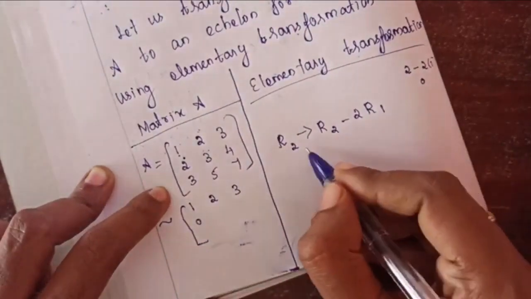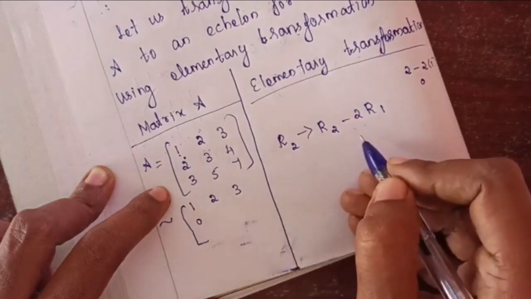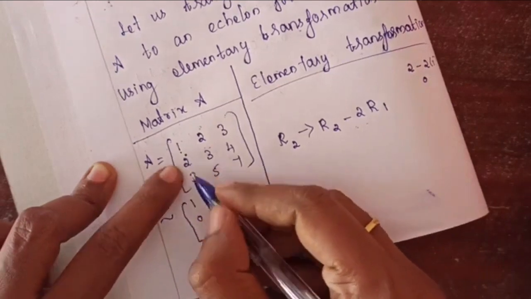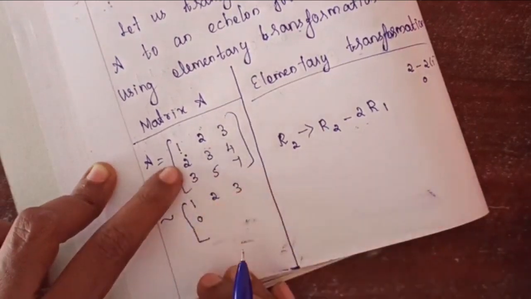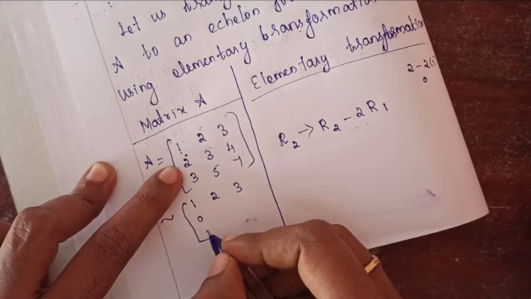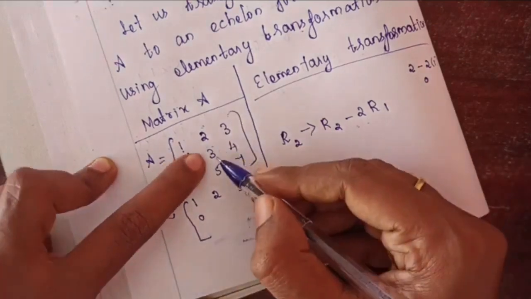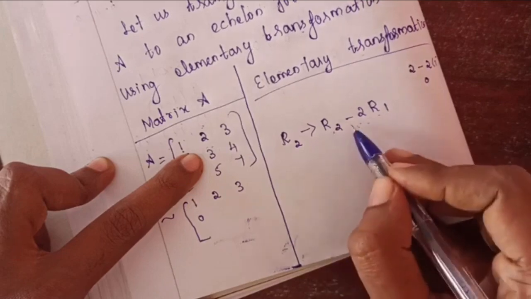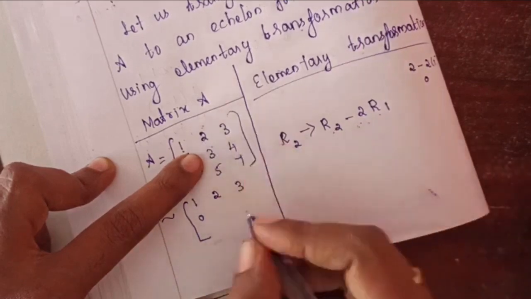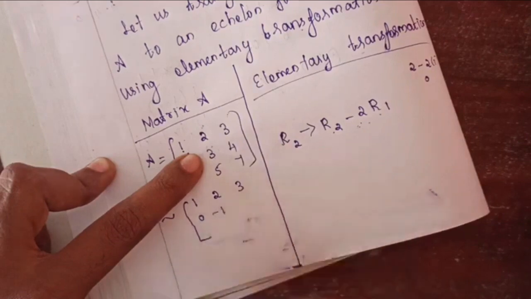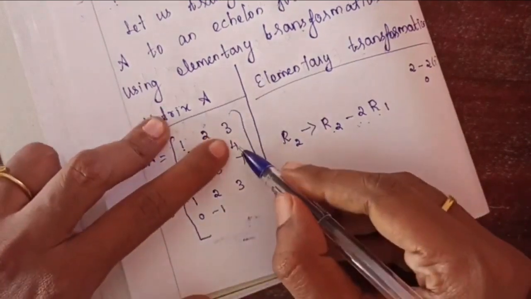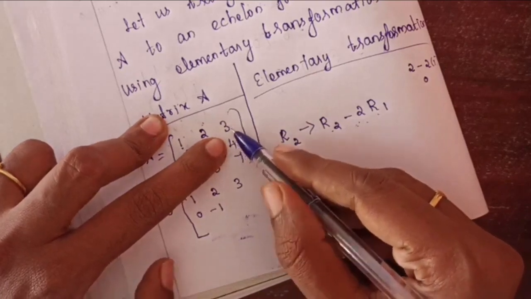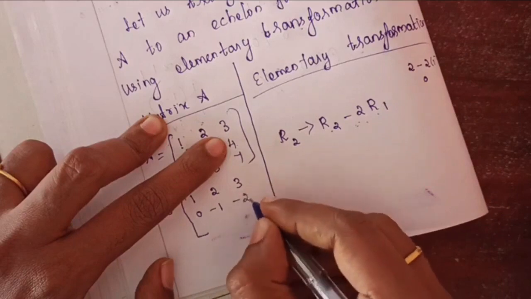Understand? Now we made this entry 0. Likewise you need to think and do the elementary transformation. Whatever elementary transformation I am doing, I will get these 2 entries as 0. You need to think and do. So this entry is now 0. Again, for the next term also you need to do the same procedure. So 3 minus 2 into R1, so 3 minus 2 into 2, that is 4. Is it right? So 3 minus 4 means minus 1 you will get. Then next term, 4 minus 2 into 3, so 4 minus 6 means minus 2 you will get.